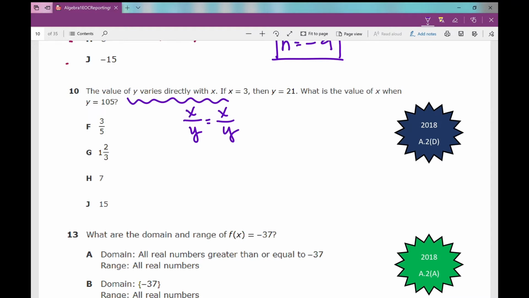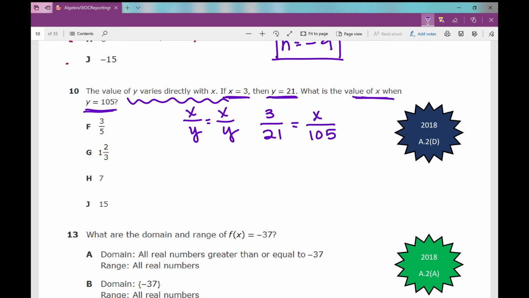Oh, I'm sorry, I forgot to read this. If x is 3, then y is 21. What is the value of x when y is 105? Set up a proportion. When x is 3, y is 21. What is the value of x when y is 105?